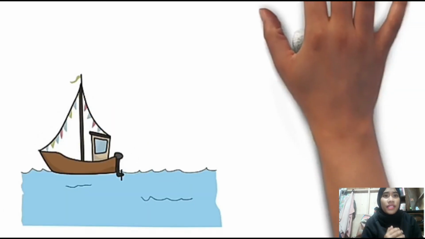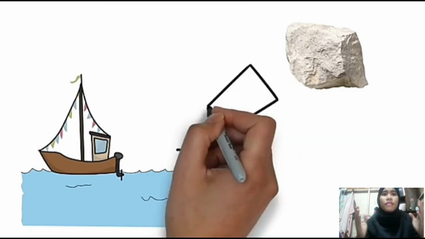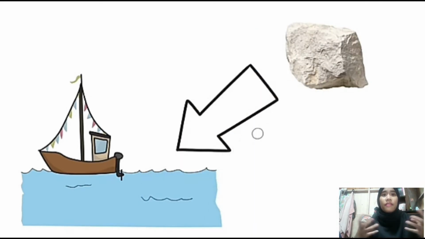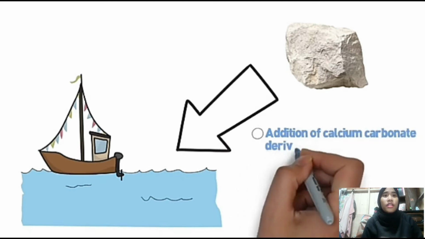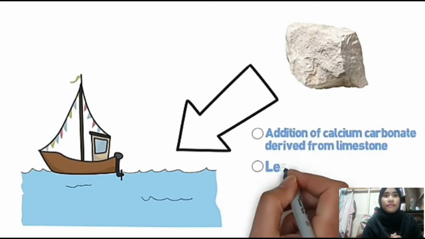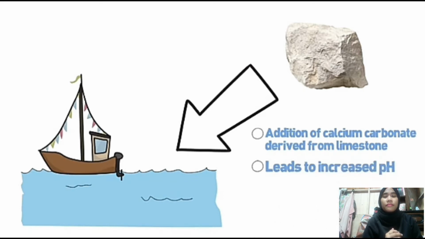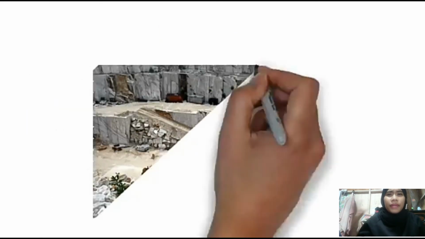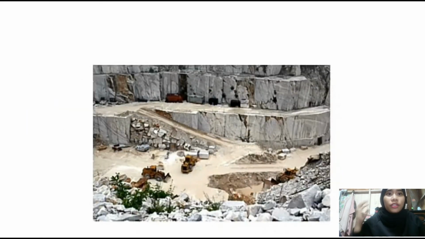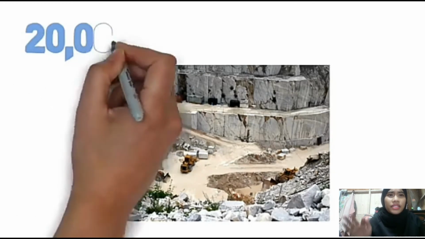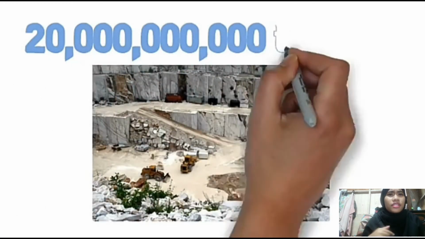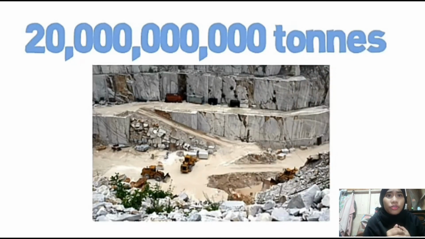Several methods to combat acidification have been proposed, one of which is the addition of bicarbonate derived from limestone to seawater in order to raise the pH. However, this would require the mining and transportation of 20 billion tons of limestone a year to maintain current levels. This is obviously a great many other problems, such as the impact on river habitats and greenhouse gas emissions from mining and transportation.